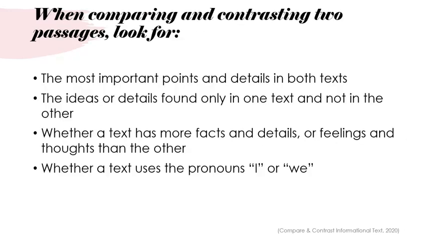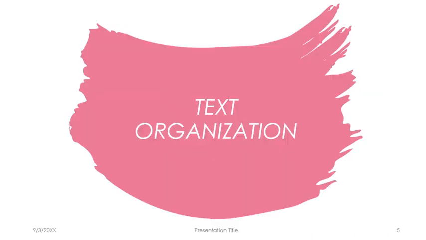When comparing and contrasting two passages, let's look for the following information. The most important points and details in both texts, ideas or details found in one text and not the other, whether a text has more facts and details or feelings and thoughts than the other, or whether a text uses the pronouns I or we. Remember, I is first person, we will be third person.